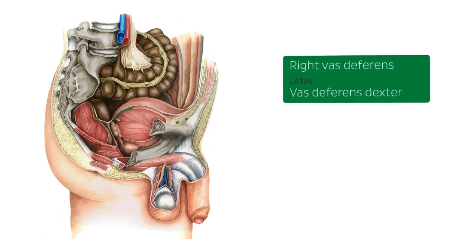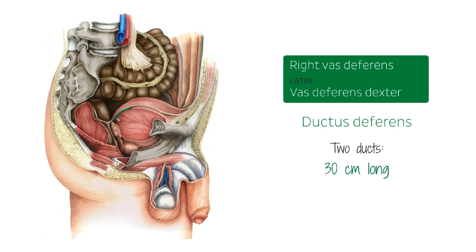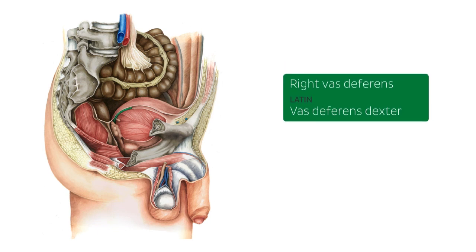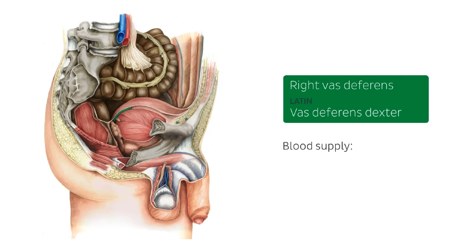This is known as the right vas deferens. Sometimes they're also referred to as ductus deferens, and there are two, and each tube is about 30 centimeters long and 3 to 5 millimeters in diameter. And these are muscular, or surrounded by smooth muscle. Now, when it comes to blood supply, the vas deferens is supplied by an artery which follows a similar path, known as the artery of the vas deferens.